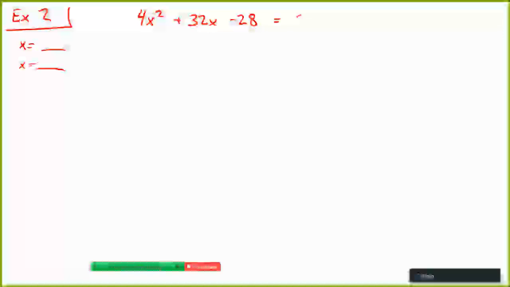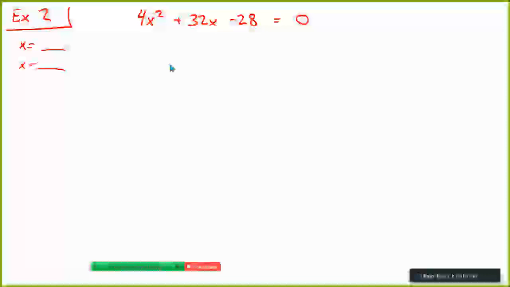Example 2. Remember, the goal is just to solve for x. So we want to say x is something, x is something. We're looking for those solutions. But if the list doesn't work, we have to do completing the square. All right, this one starts like this: 4x squared plus 32x minus 28 equals 0.